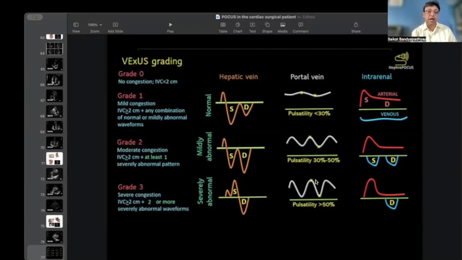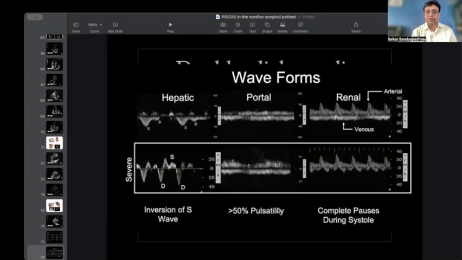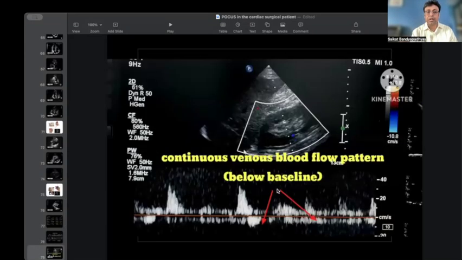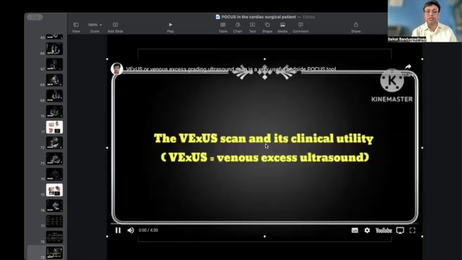So if you have an IVC more than 2 centimeters and 2 or more severely abnormal waveforms, then the patient is having a severely congested hepatic portal renal venous congestion. So with that, we'll see a video over here. We cannot go through everything, but I think this is a very interesting video. This is a normal VEXUS ultrasound scan, how to do.